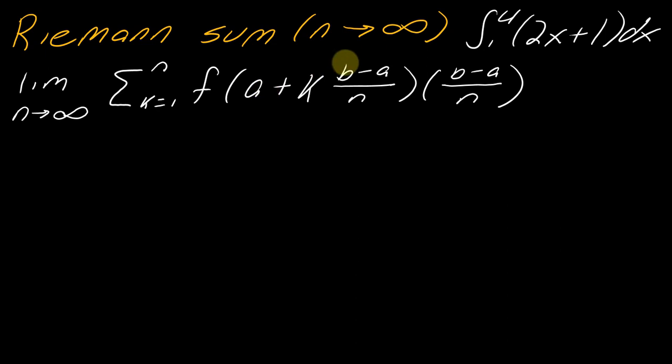So this a and this b correspond with your limits of integration. In this case, I am going to compute this from 1 to 4, so this will be my a, this will be my b. And then my f of x, my function, is this 2x plus 1. One thing that's important is that you are able to take the integral and transcribe it into this language, if that makes sense.